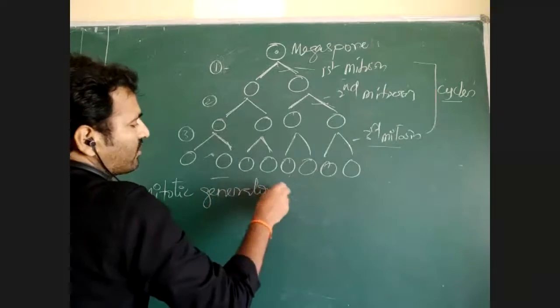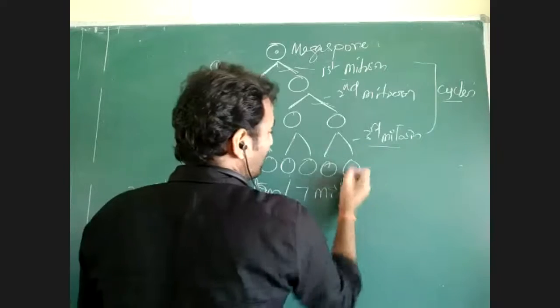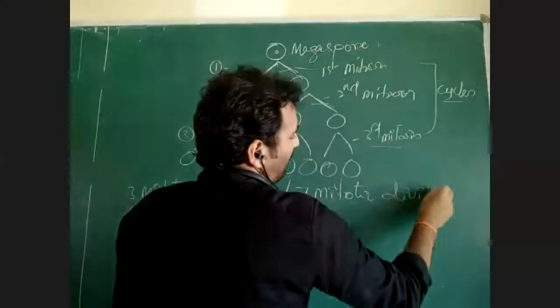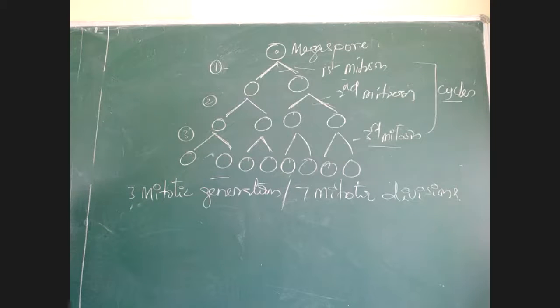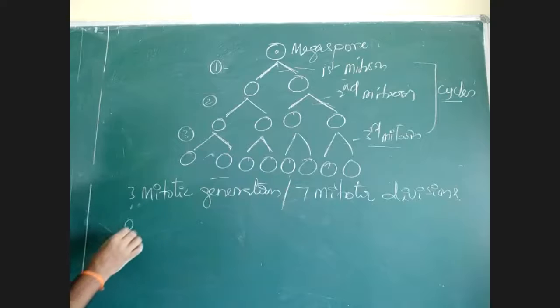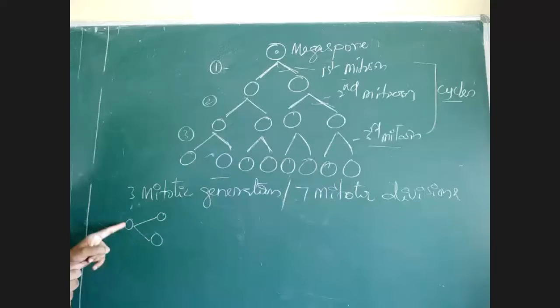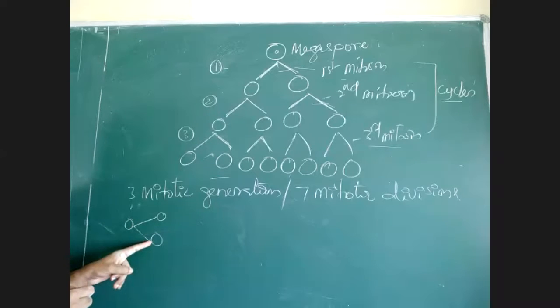3 mitotic generations or 7 mitotic divisions are required. 7 mitotic divisions are taking place so that there is formation of 8 nucleate condition. In cell cycle and cell division, we already discussed how there is formation of number of cells. How does mitosis take place? Normally if 1 cell is there, by 1 division the number increases by 1. 1 cell undergoes 1 division and the number of cells is increased by 1.